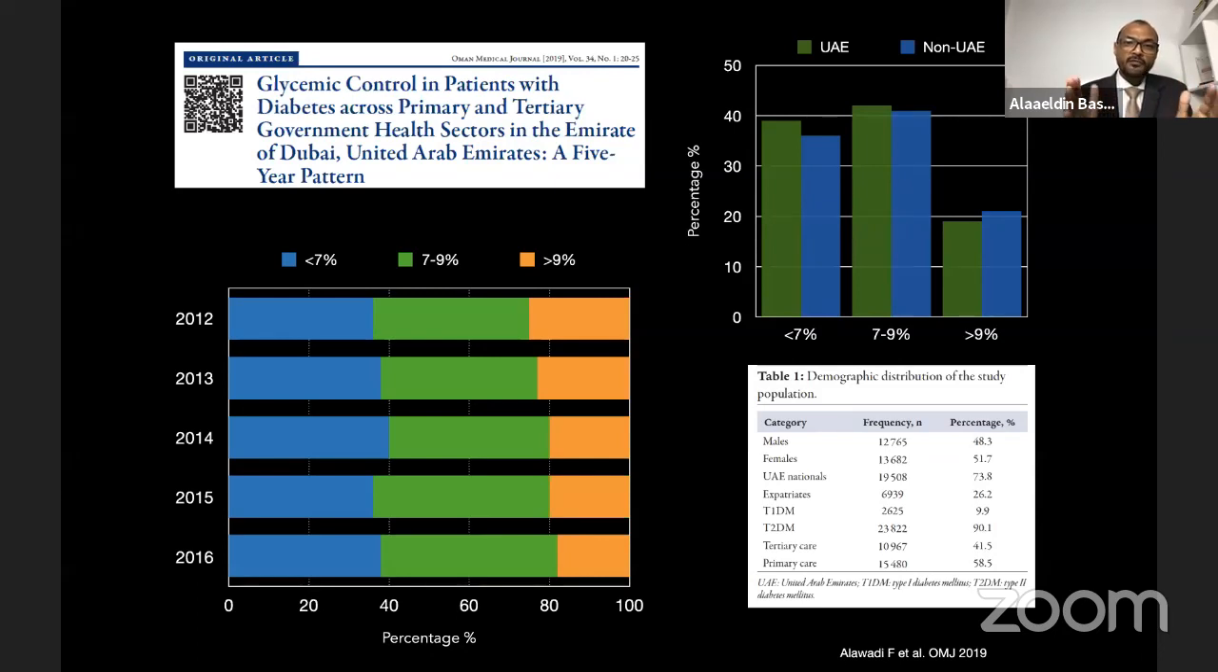So if we look at patients, let's say average 40% below 7%, and another 40% between 7 to 9% A1C, and more than that around 20% or 19% usually above 9. And the control in UAE nationals or non-UAE nationals is almost the same. There is no significant difference between them. The total number of patients recruited in this trial were actually 25,000 patients.